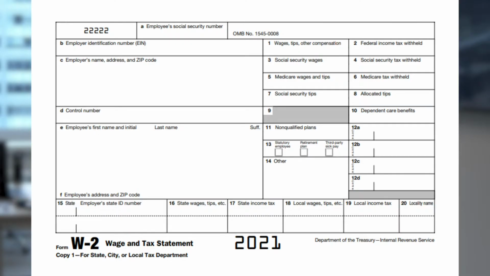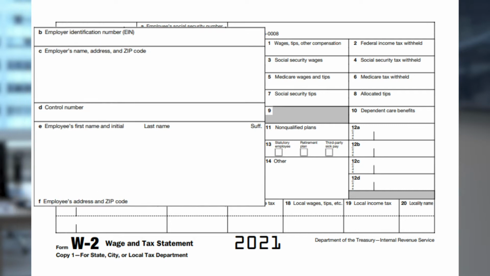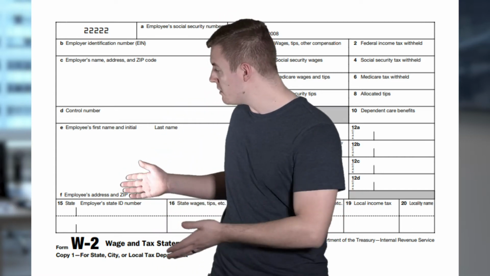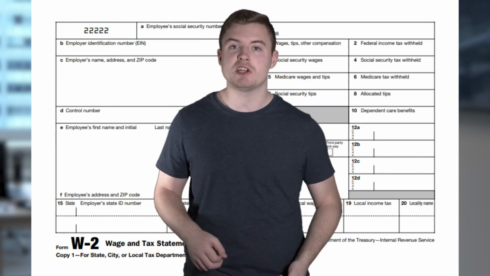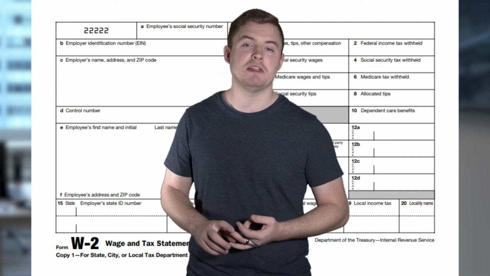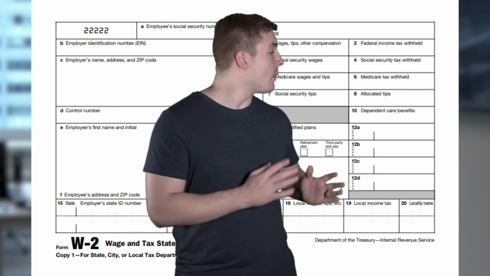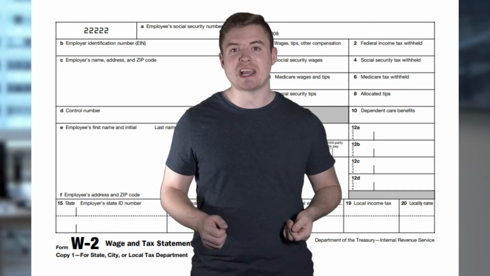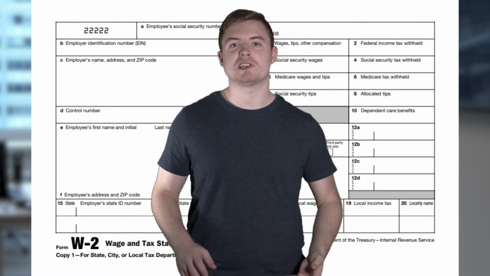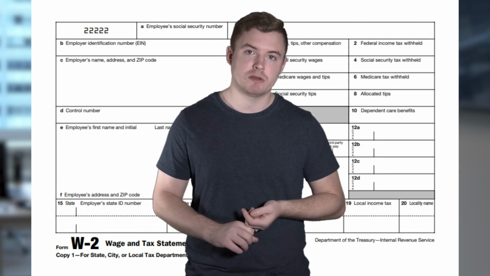So the W-2 can be broken down into 3 different parts: the left, the right, and the bottom, each with their own specialty. The left side of the form will report personal information about the taxpayer, such as the social security number, the employer EIN, and the employer address. Now the right side of the form reports employee earnings and federal tax information. Lastly, the bottom of the form reports local and state tax information.